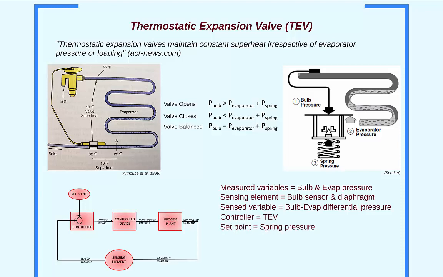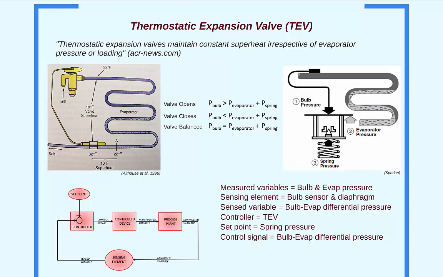spring pressure. When the differential pressure across the diaphragm exceeds the spring pressure, the diaphragm will move down. The control signal, which moves the control device, is the differential pressure. What makes this control loop confusing is the control signal is the same as the sensed variable. The diaphragm is sensing differential pressure, and it's that same differential pressure that actually moves the valve.